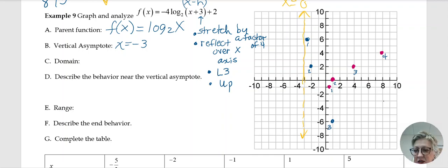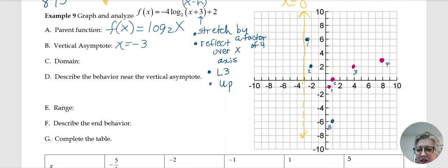Wait a minute. 8, 1, 2, 3. That should be 8, 3. Wow, I have not had a successful day on this graph. That should be 8, 3, 1, 2, 3. All right, here we go.